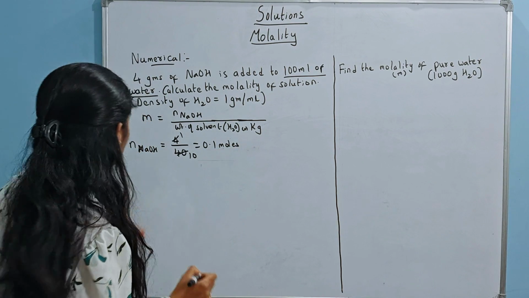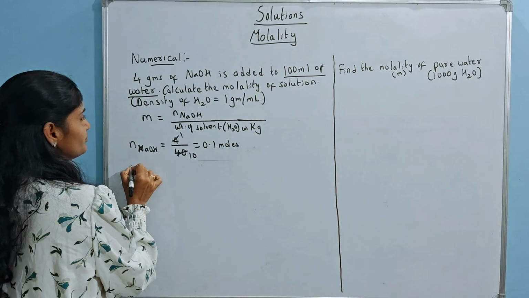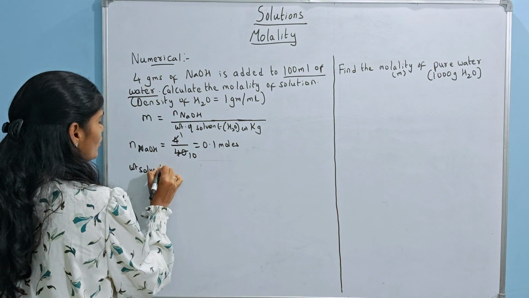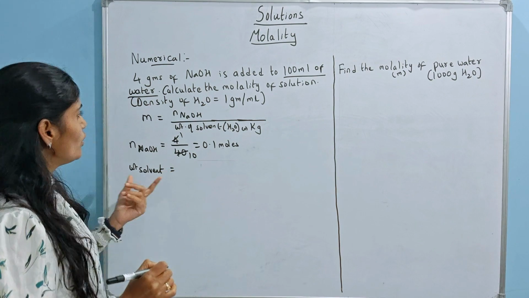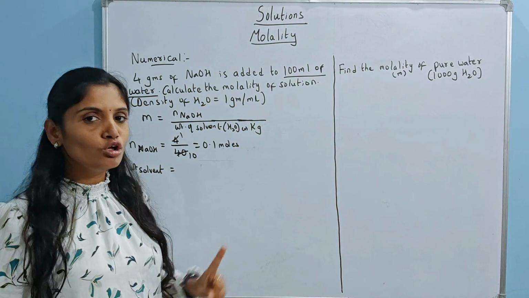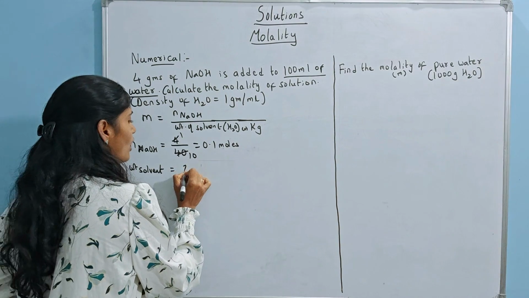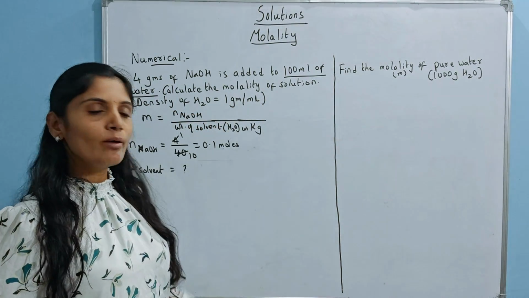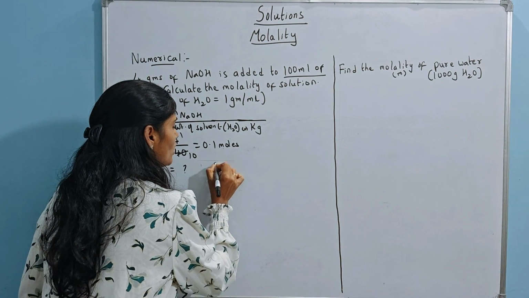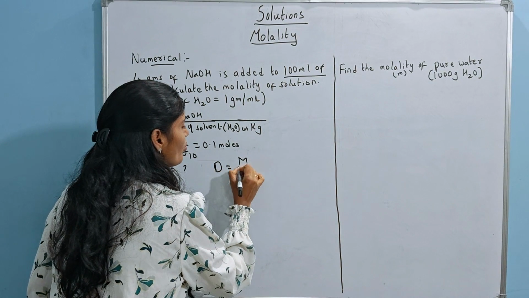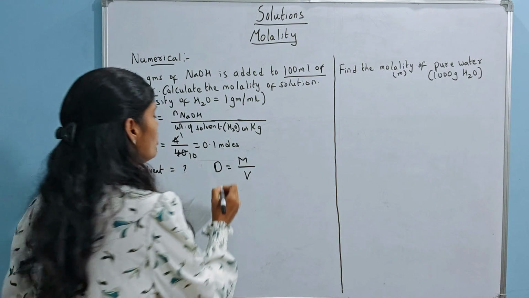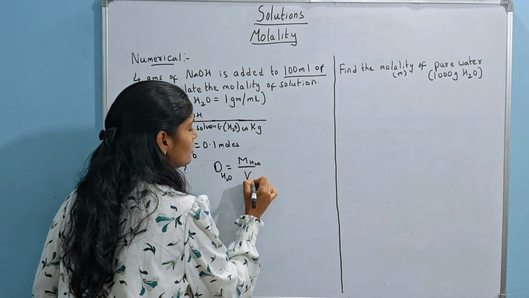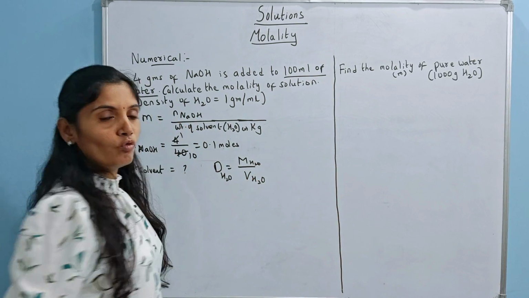In the similar way, let me calculate weight of solvent. I don't have weight of the solvent in the question, but I have volume of the solvent. So how can I calculate it? I have the density of solvent water, which is 1 gram per ml. We know the formula: density is equal to mass divided by volume. So density of water is equal to mass of water divided by volume of water.